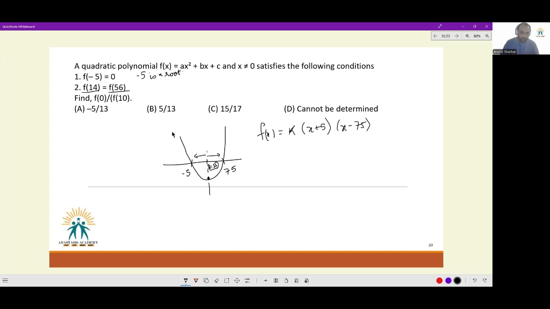No problem at all. Finally, we are asked f0 by f10. So k times 5 into minus 75 by k times 15 into minus 65. I can get rid of k and k, I can get rid of the negative signs, I can get rid of 15 and 75 with the 5. This 5 I can get rid of with 13. So I'm finally left with 5 by 13, or option B is the right answer.